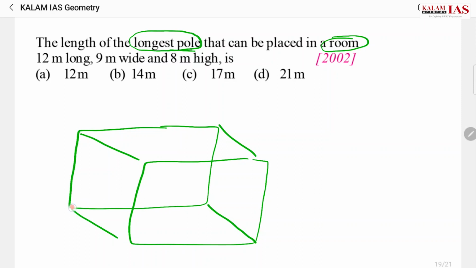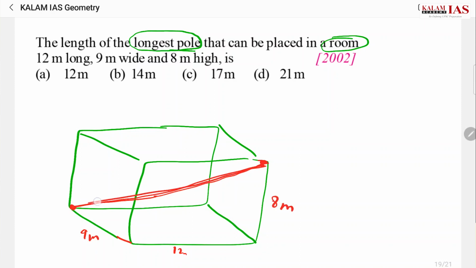We can start from this end and take it to this end, because the diagonals are the largest thing that we can place inside a room. Now the lengths given are 12 meter, 9 meter wide and 8 meter high. Now this length is, this L is equals to this L, B and H.